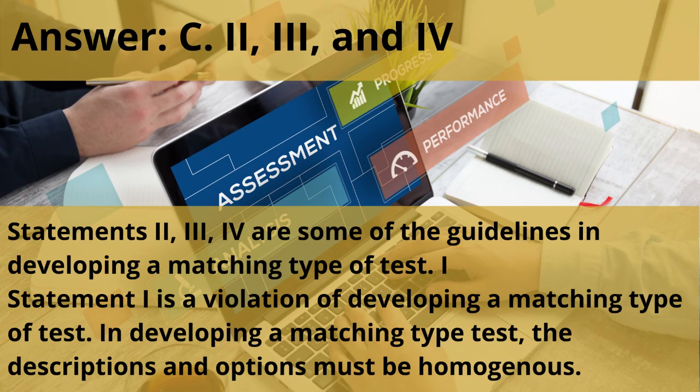The answer is option C. Very good. Statements 2, 3, and 4 are some of the guidelines in developing a matching type of test. Options must be greater than the descriptions. The directions must state the basis of matching, and the descriptions must be in column A and options in column B. Statement 1 is a violation of developing a matching type of test. In developing a matching type of test, the descriptions and options must be homogeneous.